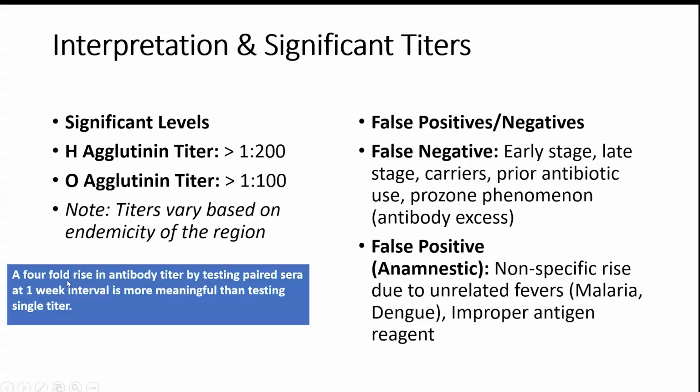So a fourfold rise in antibody titer by testing paired sera after a 1 week interval is more meaningful than testing a single titer. Suppose somebody is having a 1:80 TO titer, and you are in confusion whether this titer is significant or not. You may repeat the test after 1 week, and if there is a fourfold rise, meaning twofold rise is 1:160, fourfold rise is 1:320. So if the titer goes from 1:80 to 1:320 in 1 week, it is much more significant than a single titer, because of a lot of false positive and false negative possibilities.